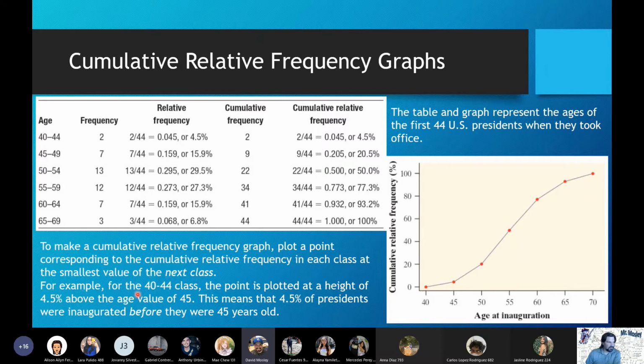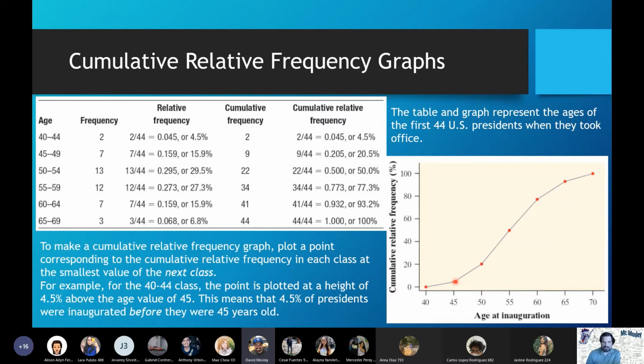So for example, for the 40 to 44 class, which is our first class, the point is plotted at a height of 4.5% above the age value of 45, right here. The first data point is 0, which is placed at 40, the smallest value of the first class. We just get to put 0. And this data point means that 4.5% of presidents were inaugurated before they were 45 years old.